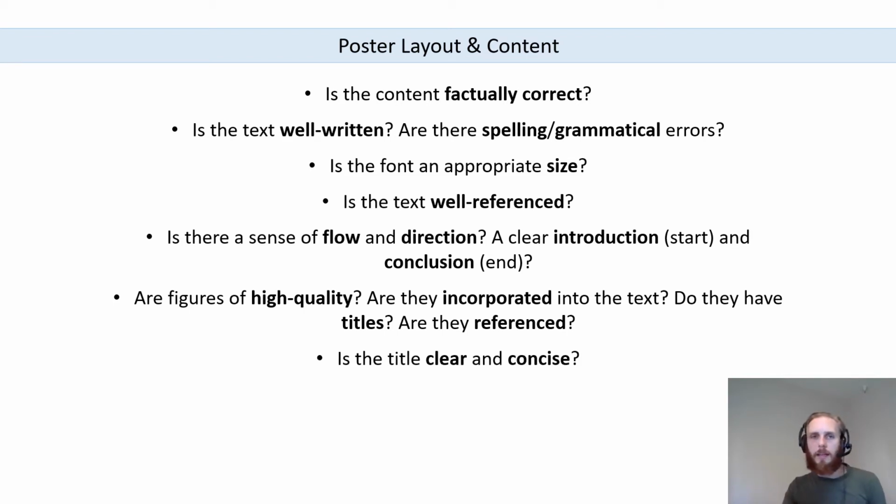Is the title clear and concise? Really simple one. Just make sure the title is clear, make sure it's concise, make sure it's appropriate. That's all I can say there.